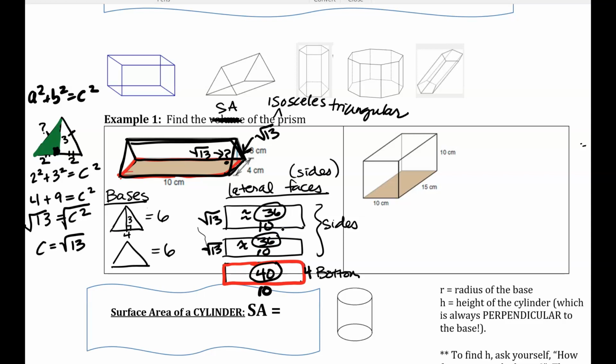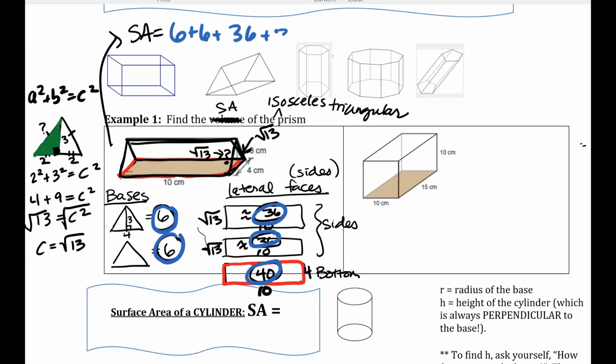Okay, and so if I add up all of my areas, at this point, let me draw an arrow right up here. So my total surface area, I'm going to go ahead and find all of the areas. So I've got 6, 6, 36, 36, and 40. So 6 plus 6 plus 36 plus 36 plus 40 is equal to 124 square centimeters, and that's going to be my surface area for that prism.